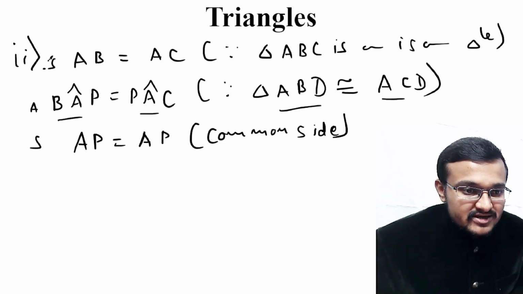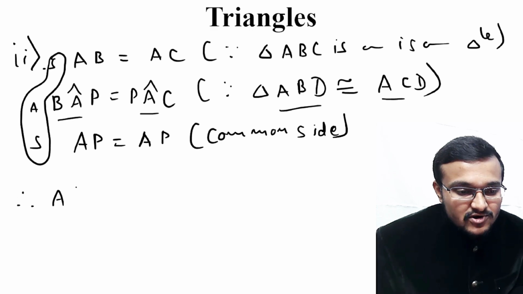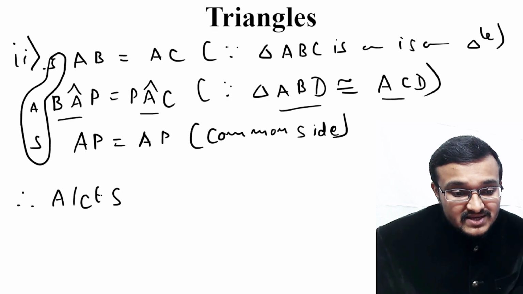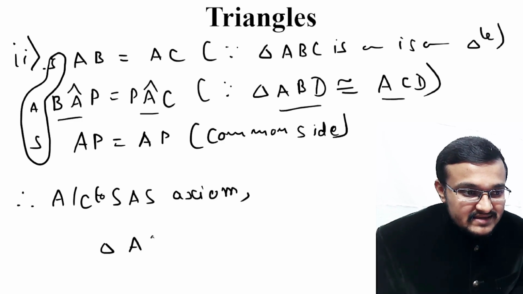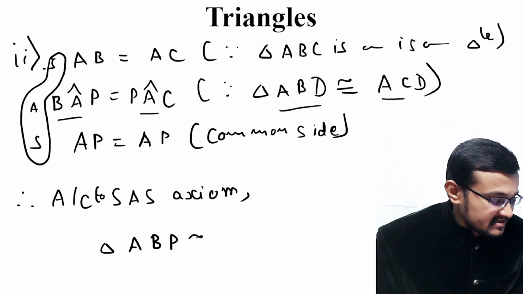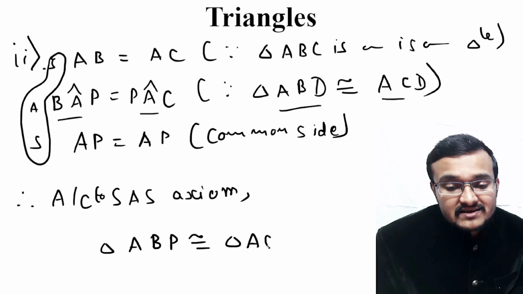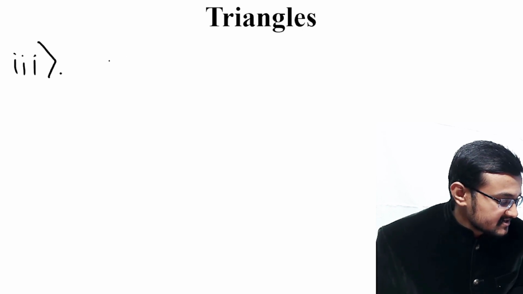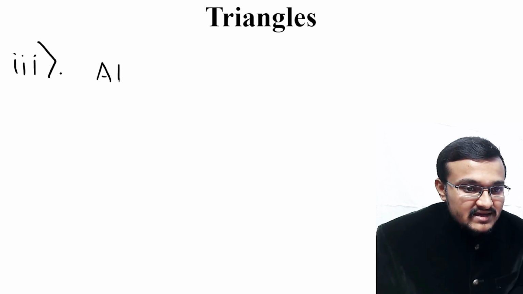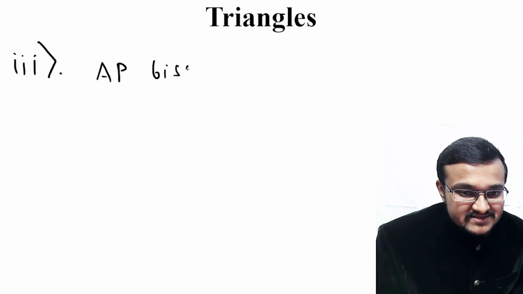So that means, according to the SAS axiom, triangle ABP is congruent with triangle ACP. Now we will look into the third question in the same first question. Here in the third question you have to prove that AP bisects angle A.